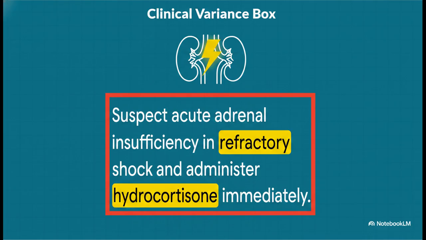The acute infectious stress spikes their physiologic demand for cortisol, but their suppressed adrenal glands just can't deliver. You have to recognize the secondary adrenal crisis and administer hydrocortisone immediately. It's often the only way to restore vascular tone and reverse that refractory distributive shock.